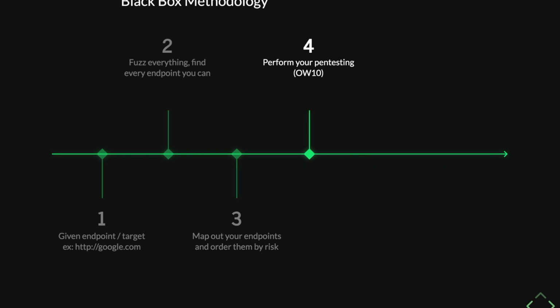The fourth thing, obviously, perform your testing. OW10 is OWASP top 10, so try to find as many vulnerabilities as you can. Most of them will be on the OWASP top 10. A lot of times you'll get some weird deserialization, a lot of access control issues, things like that.